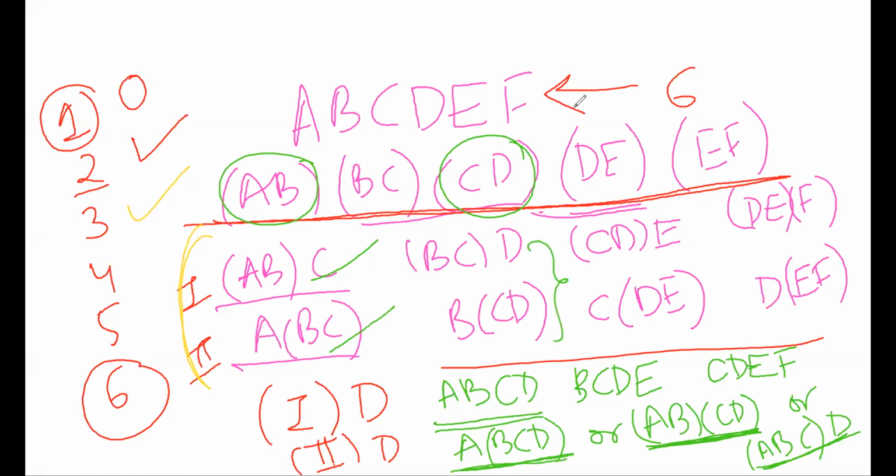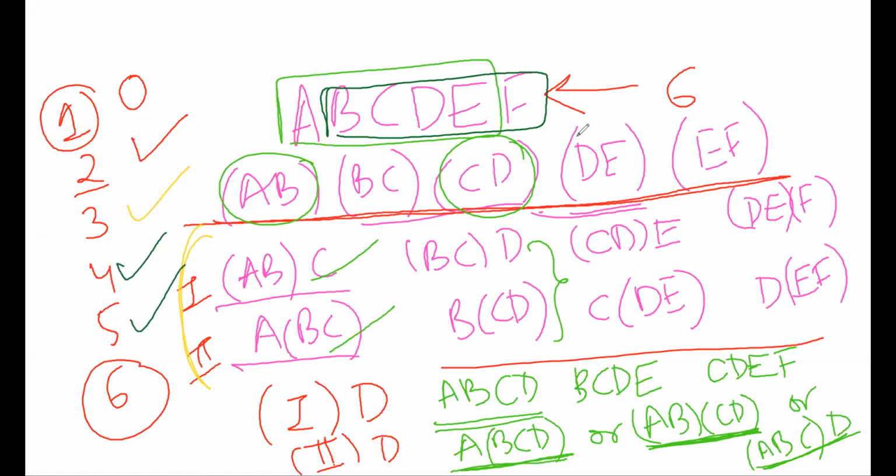Once you know the length of four, then you'll go for length of five. This or this, then you again have two options. After having four, you'll have the minimum number of multiplications for length of five. This seems like a very long process, but it is simple mathematics. We'll get to that. Then you can have length of six. With respect to the length of the matrices, K is the point where you're actually multiplying. That will range from 1 to 5 only.